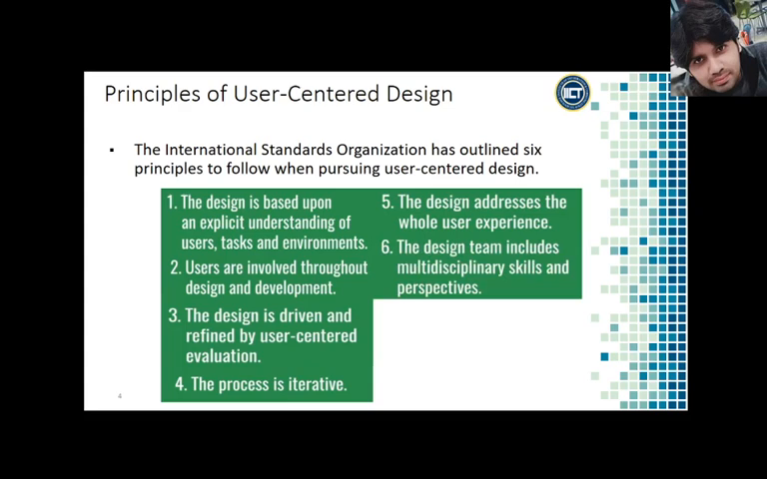Number 6. The design team includes multidisciplinary skills and perspectives. Good teams for pursuing user-centered design include people with a number of different backgrounds, like psychologists, designers, computer scientists, domain experts, and more. So keep these principles in mind when you are doing user experience design.